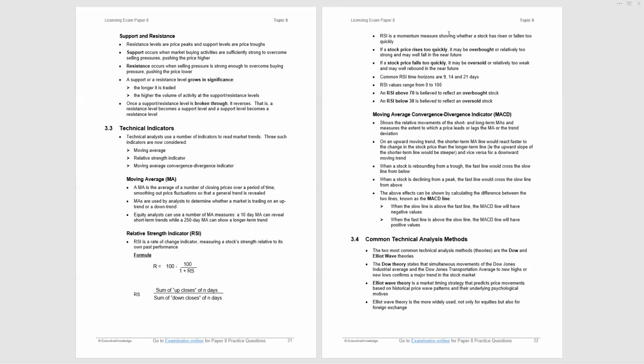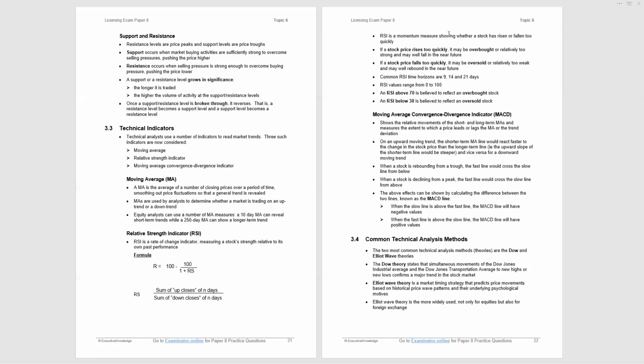Now, the relative strength indicator, here we go. A rate of change indicator measuring a stock's strength relative to its own past performance. So it's to do with momentum. Calculating the RSI, we get 100 minus 100 divided by 1 plus the relative strength of the stock. And the relative strength is the sum of up closes of n days divided by the sum of down closes.